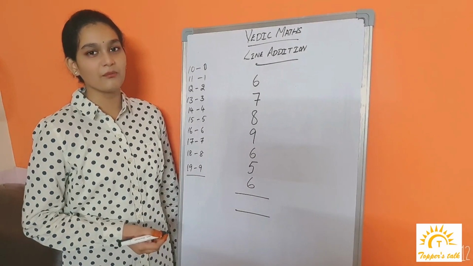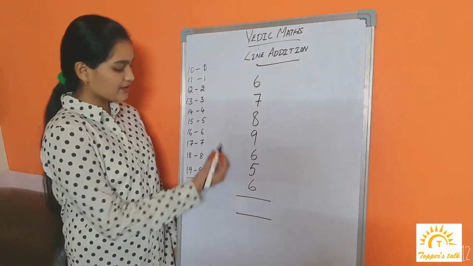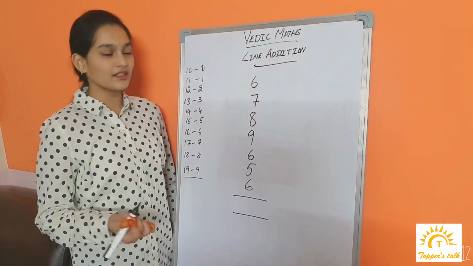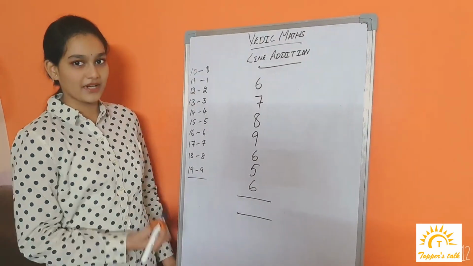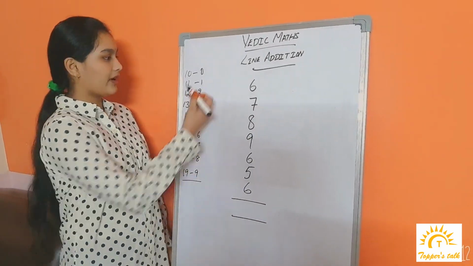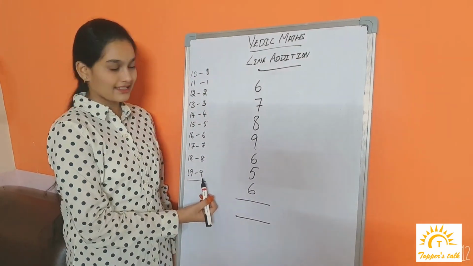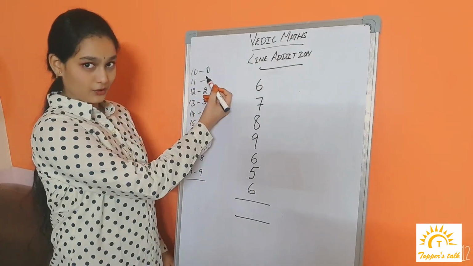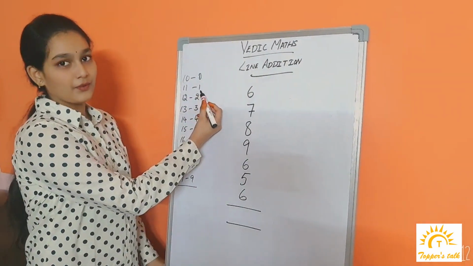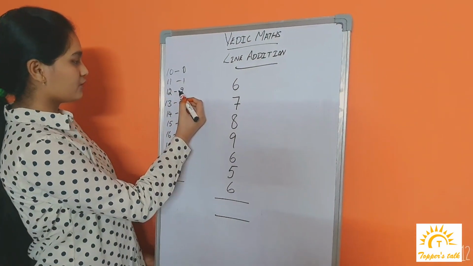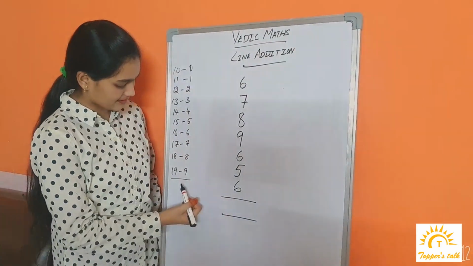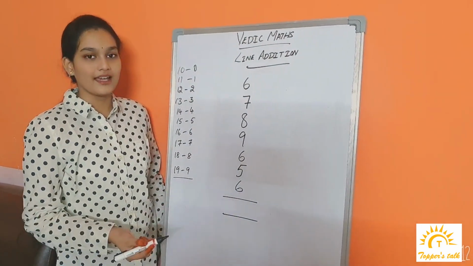Let's do a quick recap of the last video. Please remember this basic rule. There's nothing to it really. We just have to subtract 10 from every number from 10 to 19. 10 minus 10 is 0. 11 minus 10 is 1, 12 minus 10 is 2, and so on until 19. 19 minus 10 is 9.